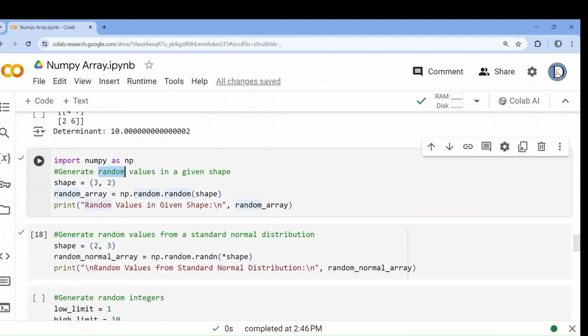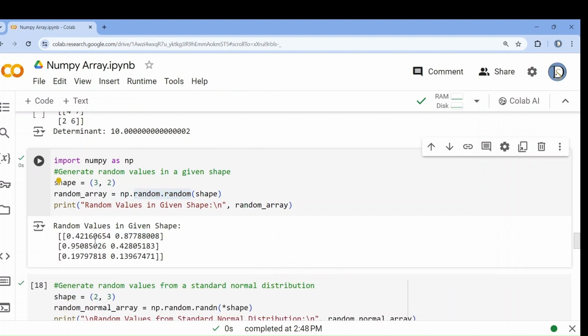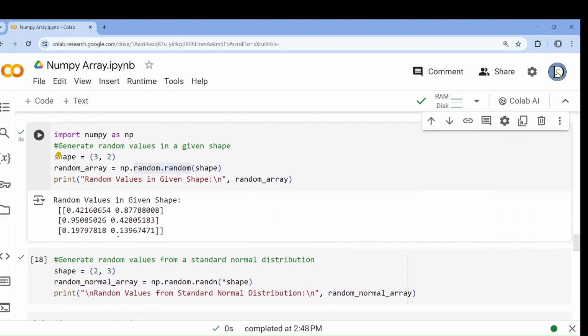First, I want to generate some random values. So I want an array which will have 3 rows, 2 columns, and all the numbers will be randomly generated. In that scenario, I have to use the random.random function and provide the shape. Then see, it will give me an array, 3 rows, 2 columns, and all the numbers are randomly generated.